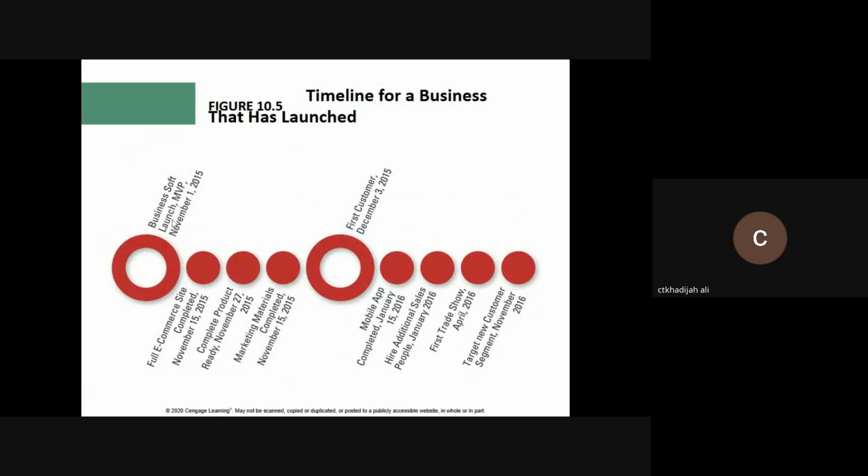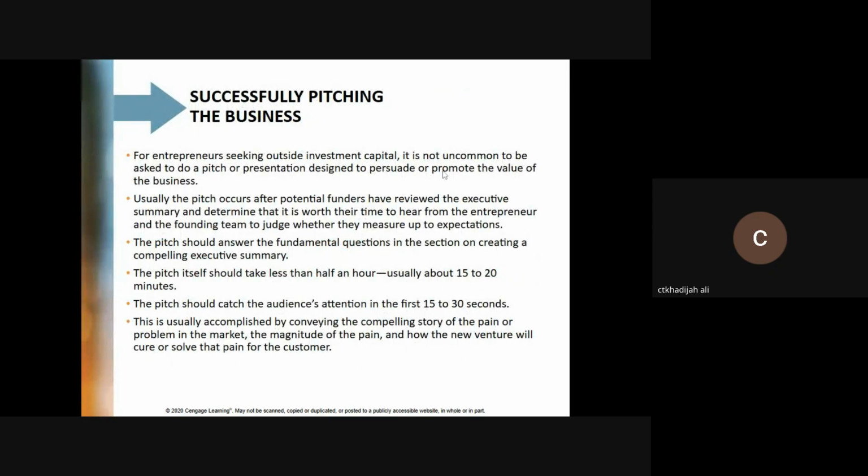Okay, so this is an example here. 1st November 2015, full e-commerce completed 15, complete product ready 27. So you can see the difference between timeline to launch and timeline for a business that has launched. You can see that this one is more detailed. You have the date there and you have the activities that happen. For this one, they start to launch 1st November. Full e-commerce site completed 15 November 2015, and then the list goes on.